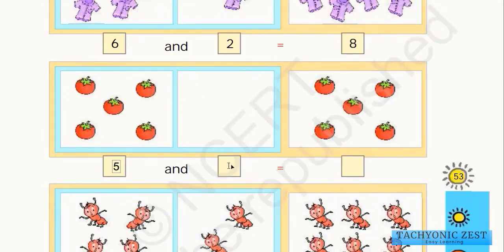No tomato means 0 tomato. So first we had 5 tomatoes, then 0 tomatoes came and joined them. So what is the total number of tomatoes we have? Let's count, 1 2 3 4 5. So we can see that we have 5 tomatoes total. Why? Because here we did not add any tomato. This is 0 tomatoes, so no tomato here. So earlier what was the total number of tomatoes? Finally also we get the same total number of tomatoes here.